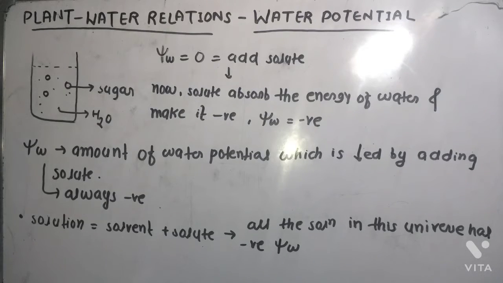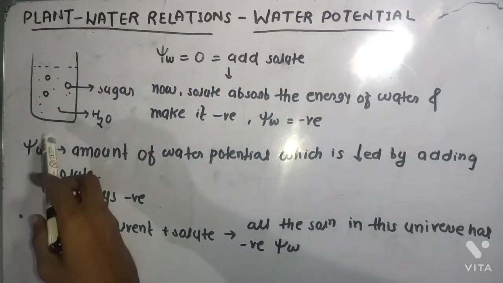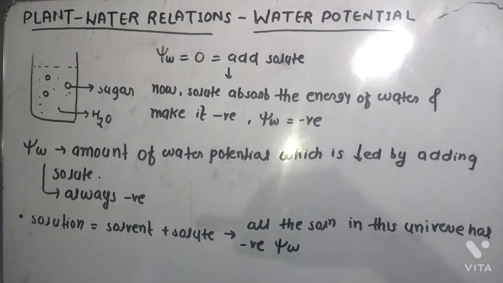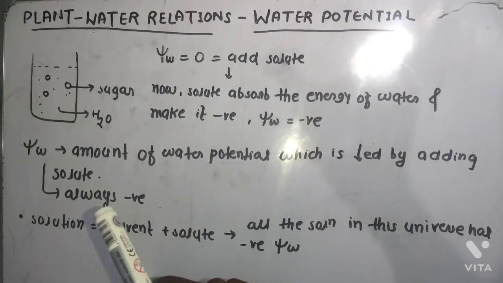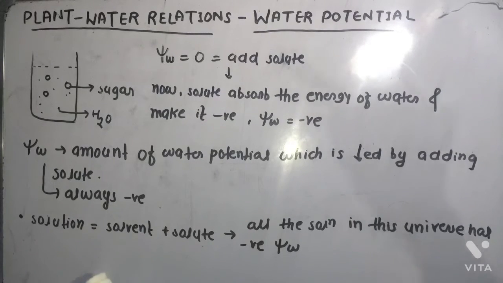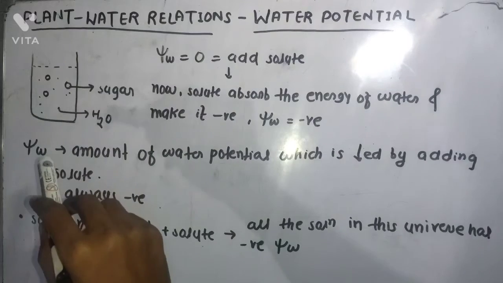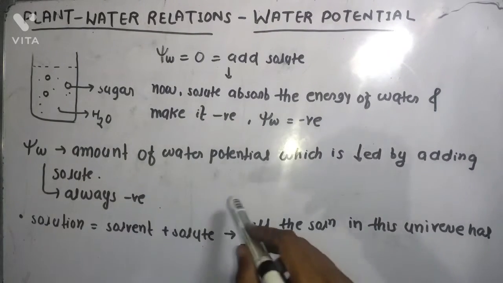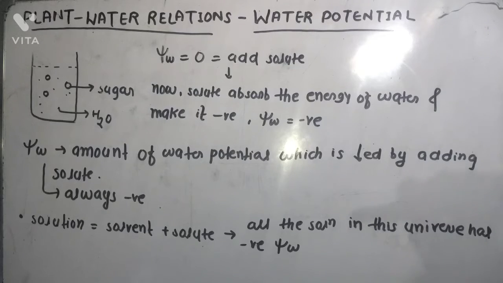And now let's look at solute potential. Let's look at the diagram. This is a water molecule and this is a sugar molecule. I added some sugar molecules. To dissolve these sugar molecules, I need some energy. Where will this energy come from? This energy will come from the solution itself. The sugar molecule will absorb some energy from the solution and get dissolved. So it's decreasing the overall energy of this solution, the energy of the system.